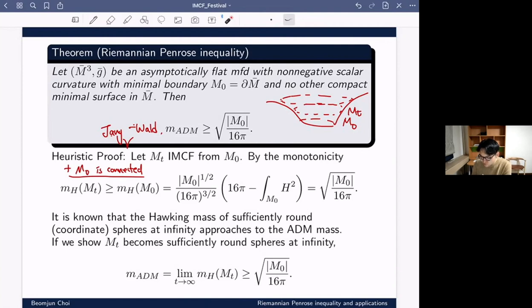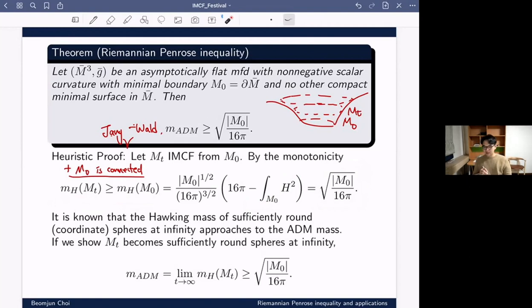Assuming that a smooth solution exists for all time, we know the monotonicity of this Hawking mass. We just saw that in the last lecture. So the later Hawking mass is bounded below by the initial Hawking mass. And this initial Hawking mass, because it's a minimal surface, this term is 0. So we immediately get the right-hand side of the Riemannian Penrose inequality.